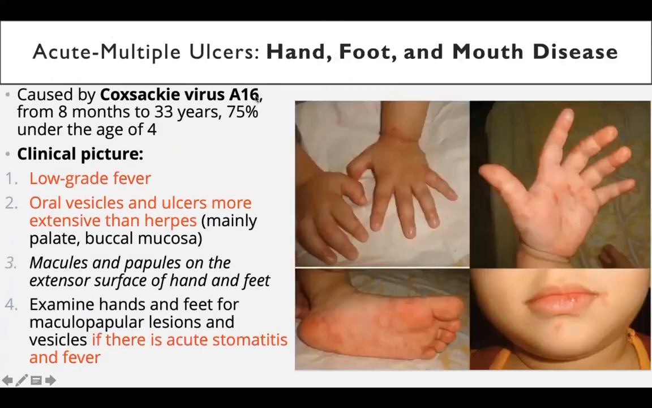And then we discussed hand, foot, mouth disease, which was by Coxsackie A virus, type A16, and it had low-grade fever. There were oral vesicles and ulcers more extensive than herpes. So the extension was there. It was present perilabially, and then on the extensor surface of hand and feet, and then also on the flexor surface of hand and feet, right?